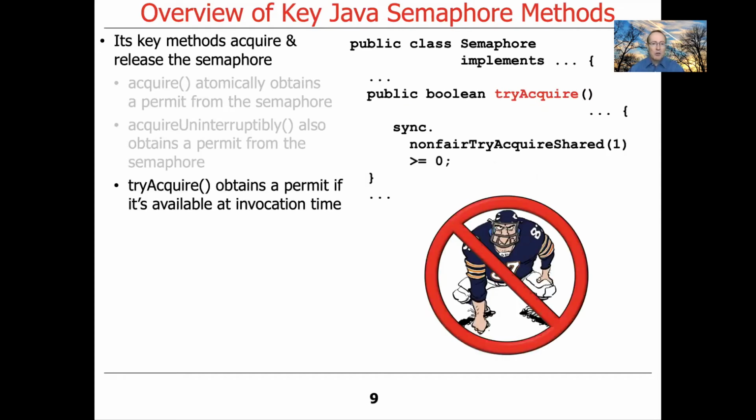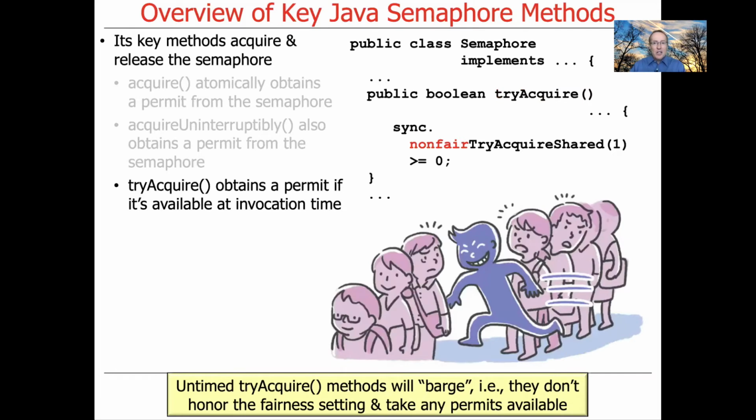There's also a method called tryAcquire, which obtains a permit if one is available at the time in which the call is made. And so that's kind of like tryLock. It'll check to see if the permit's there, and it'll go ahead and return with it if it gets it. But if it's not available, it won't stick around and block the caller. Interestingly enough, and again, this is similar to the untimed tryLock method, the untimed tryAcquire method will barge, which means it won't honor the fairness setting, and it'll simply take any permit or permits that are available when you make the call.